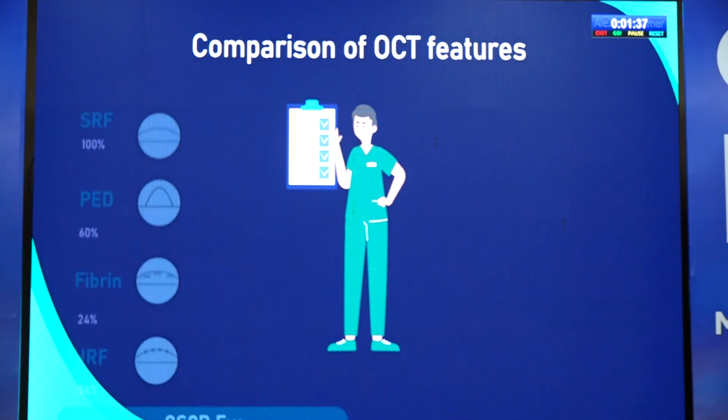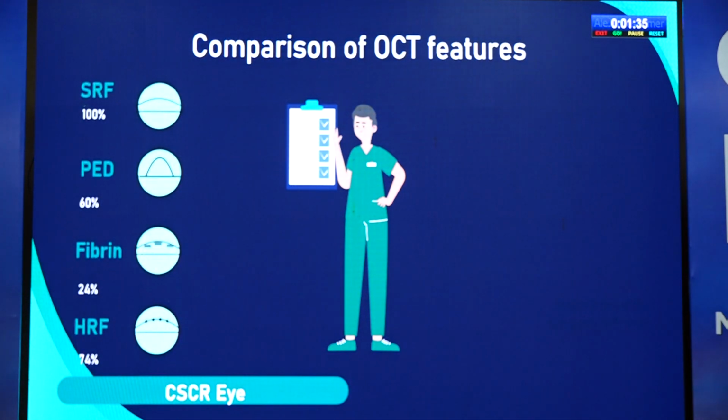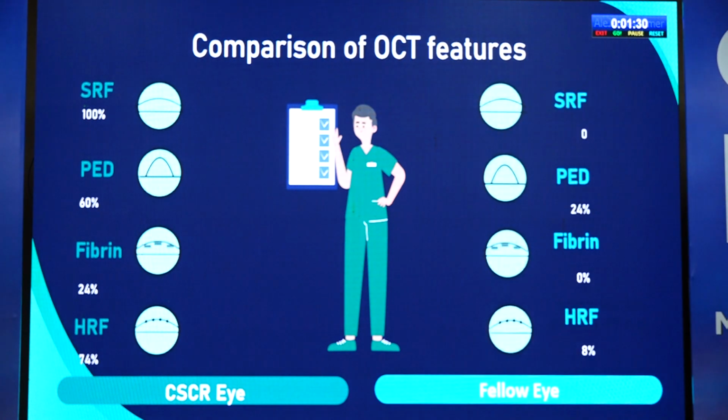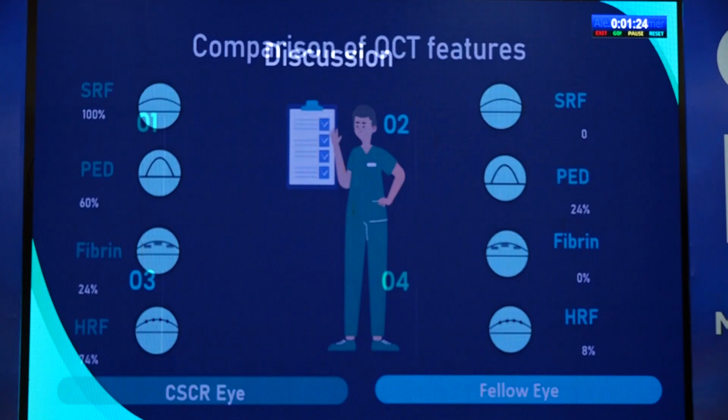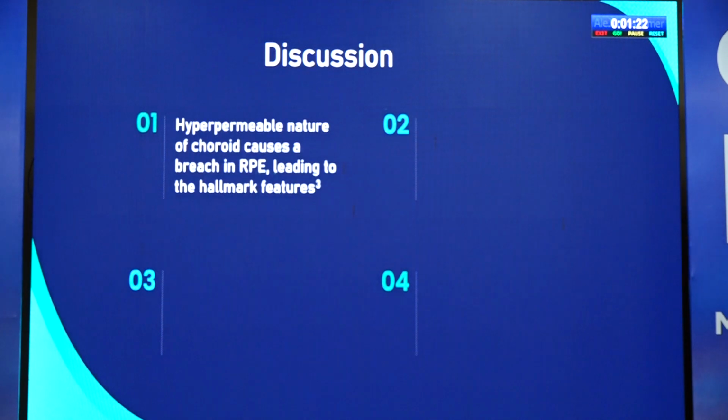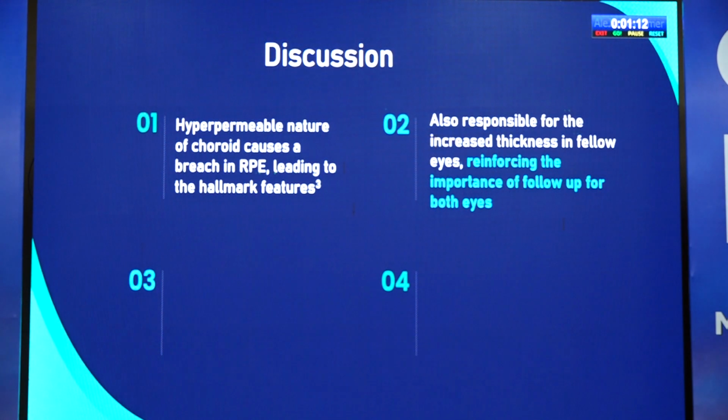We also compared other OCT features, SRF, PED, fibrin, HRF, which were significant in CSR eyes, whereas in fellow eyes, only PED and HRF were found. CSR is because of hyperpermeable nature of the choroid, which causes a breach in the retinal pigment epithelium, leading to the hallmark features. It is also responsible for increased thickness in fellow eyes, thus reinforcing the importance of follow-up for both the eyes.